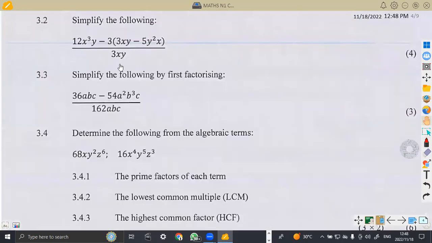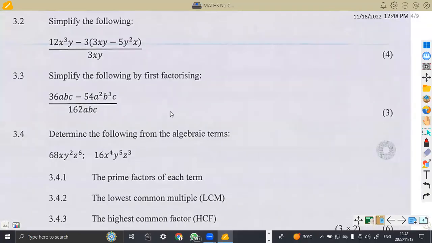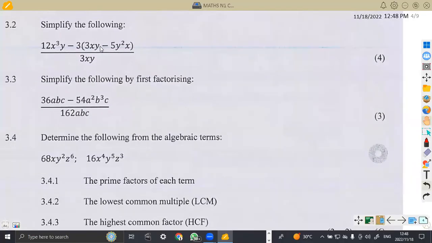All right, 3.2, simplify the following. That's an expression that is worth 4 marks. So what can we do? Expand brackets first, so that at least we can get something. Okay, so let's expand. We are going to have 12x cubed y there, then minus 3 and 3, that's a minus 9, so we're going to have minus 9xy. Then let's expand negative 3 by negative 5, which is positive 15 y squared x. That's what we have for now.